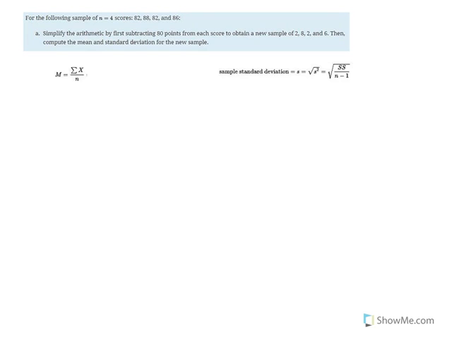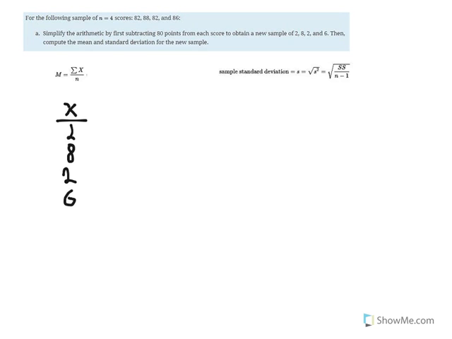Begin by writing down the raw score. So we know our x values are 2, 8, 2, and 6.